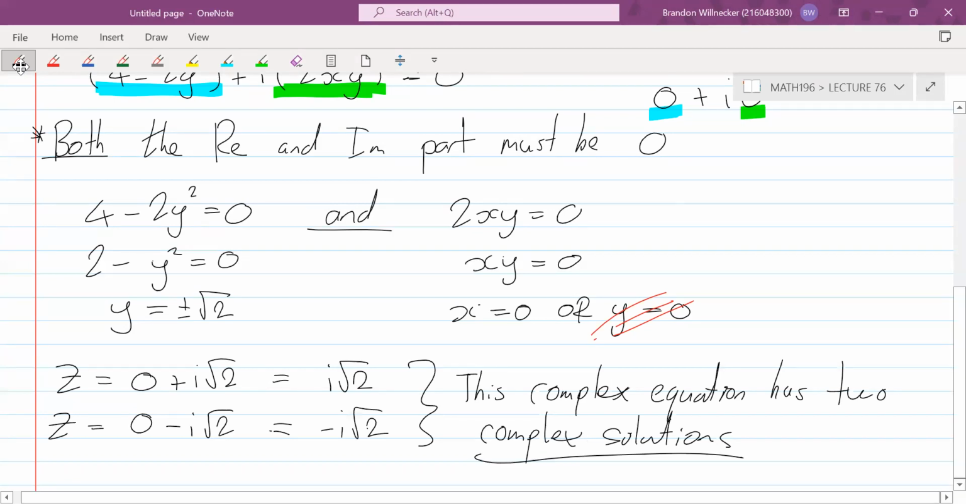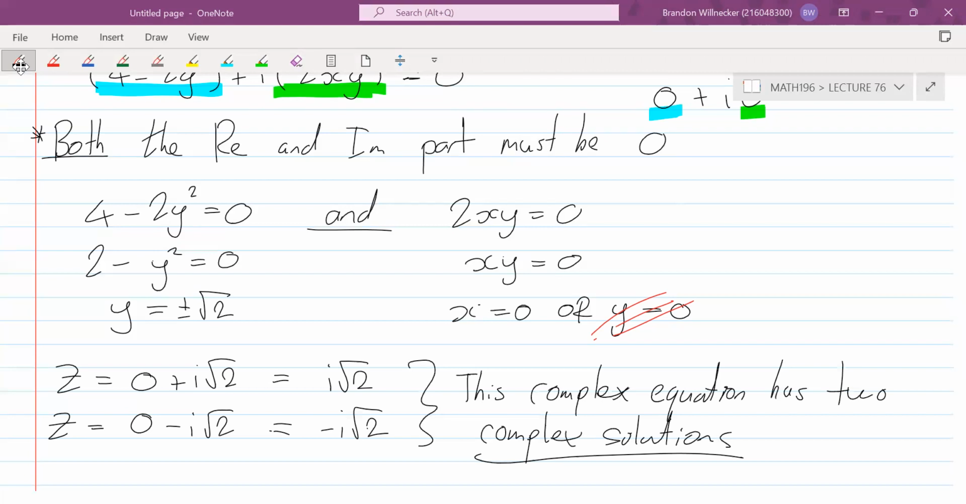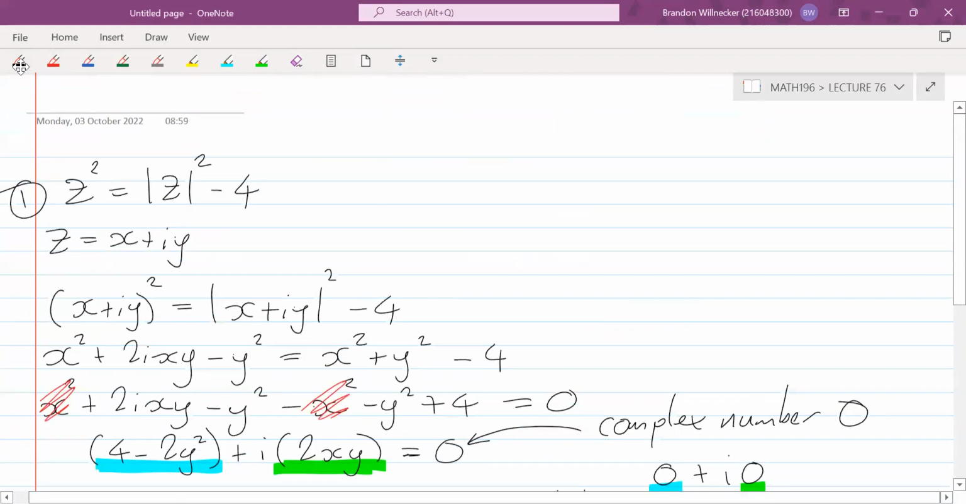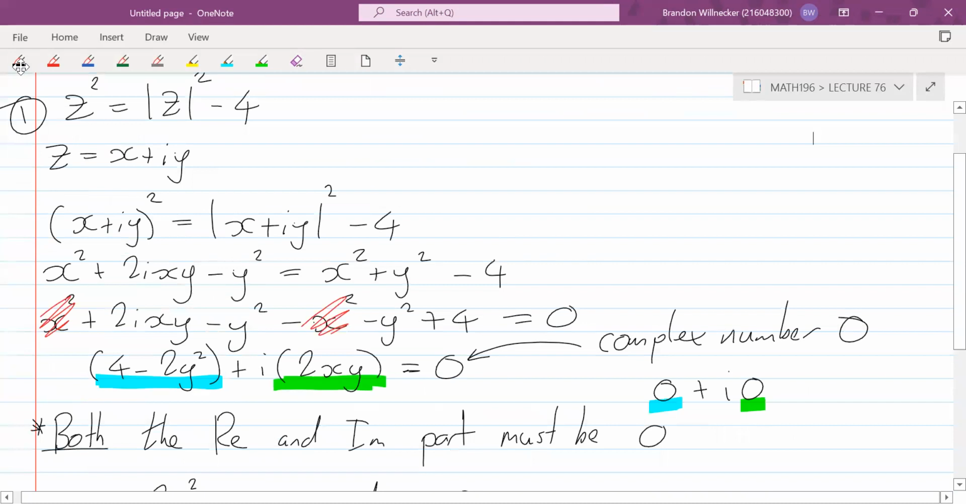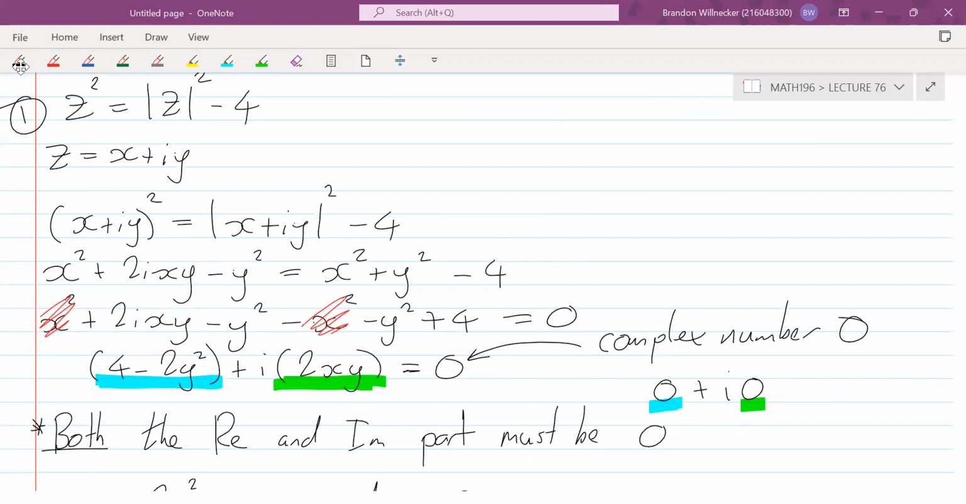Okay, so that is the basic method that you'll be using to solve these types of equations. If it's a bit complicated like this, it might be easier to substitute z is equal to x plus iy, because that's a general complex number. Then you can substitute in, and you can get something like this with the real part plus the imaginary part equaling 0.